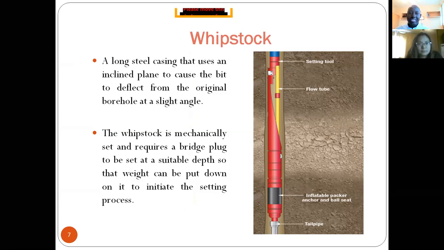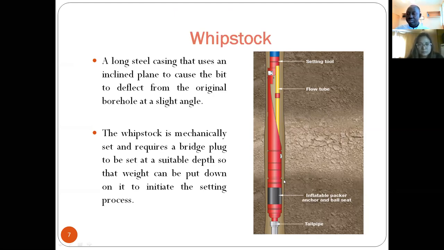A whipstock is a long steel casing that uses an inclined plane. This is the inclined plane that directs our milling instrument into the casing body, first of all, and into the formation. So at the very beginning of the operation, we have to orient the whipstock and set it into the well at the kick-up point.